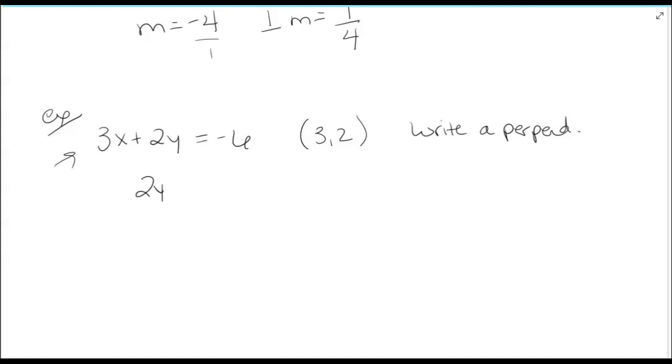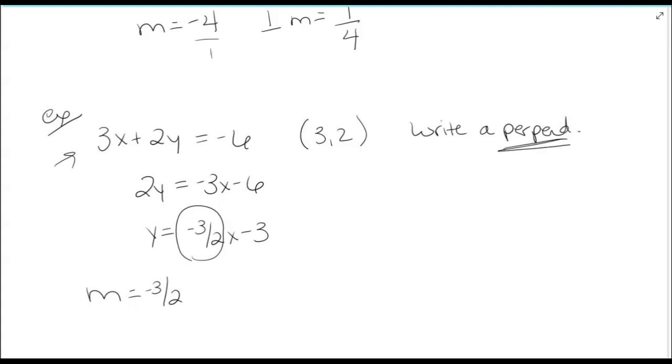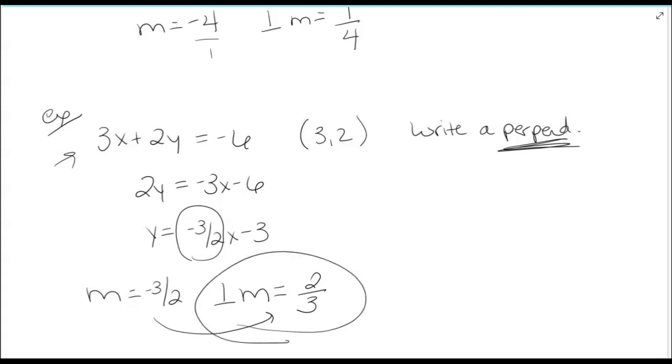I'm going to do that by moving 3x to the other side, and then I'm going to divide both sides by 2. Now I can identify my slope here as m is -3/2. Okay, but they asked me for the perpendicular. So the perpendicular slope is the negative reciprocal of that. So we're going to flip it over and change the sign. This is the new slope that I need.